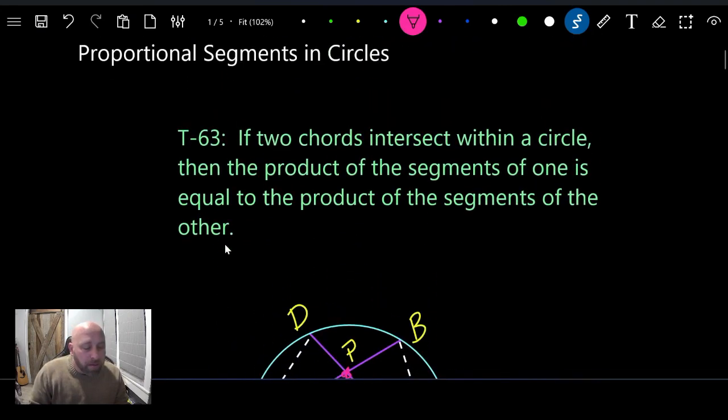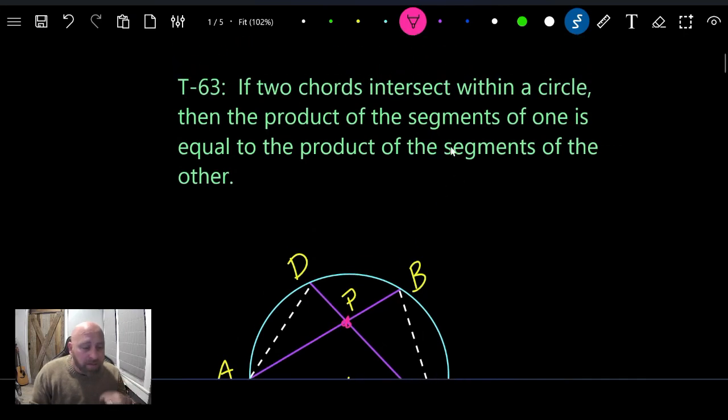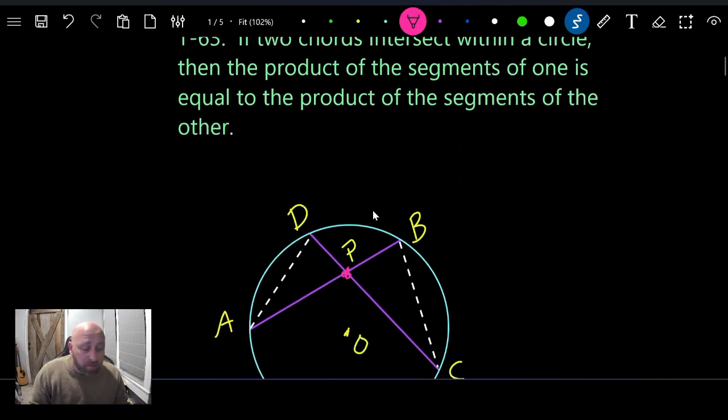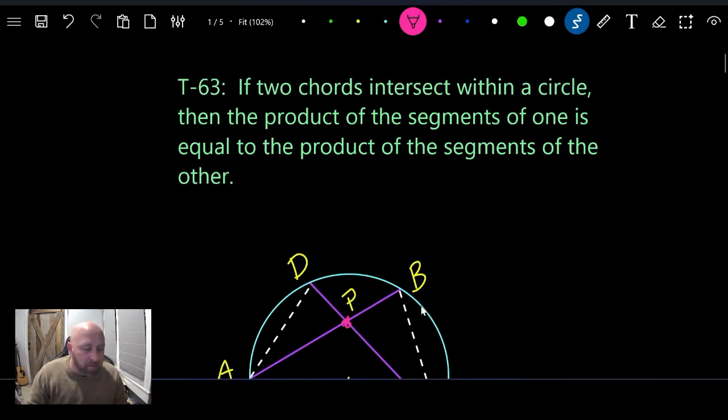And so if we go back here, it says if two chords, that's what we have. So AB is a chord and CD is a chord. If they intersect at a common point, all right? So that's what's going on. They intersect at a point within the circle. So P is inside the circle, which would make sense. You couldn't have a chord intersecting outside of the circle. So it's intersecting inside of the circle.